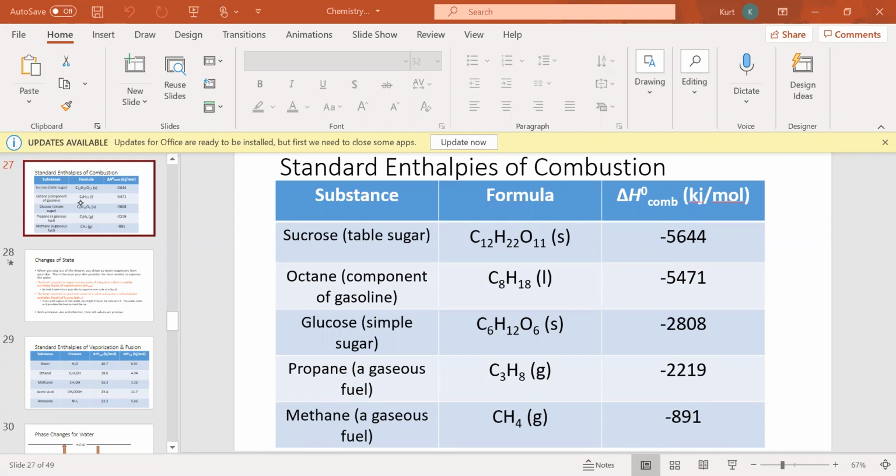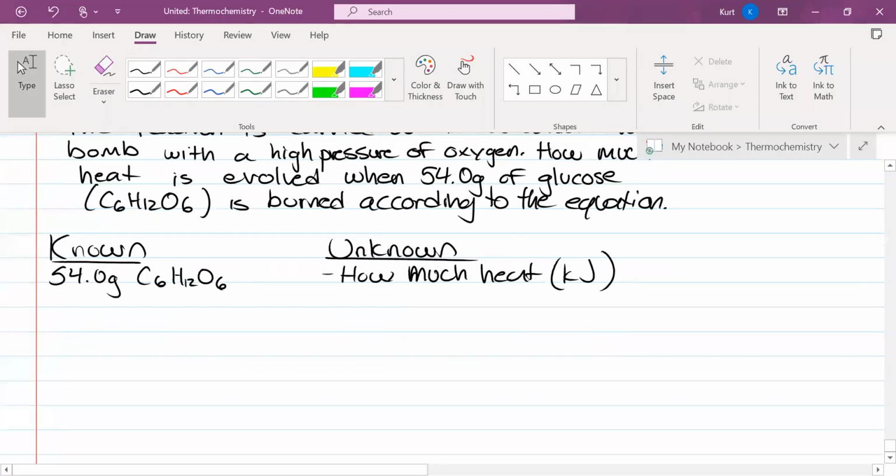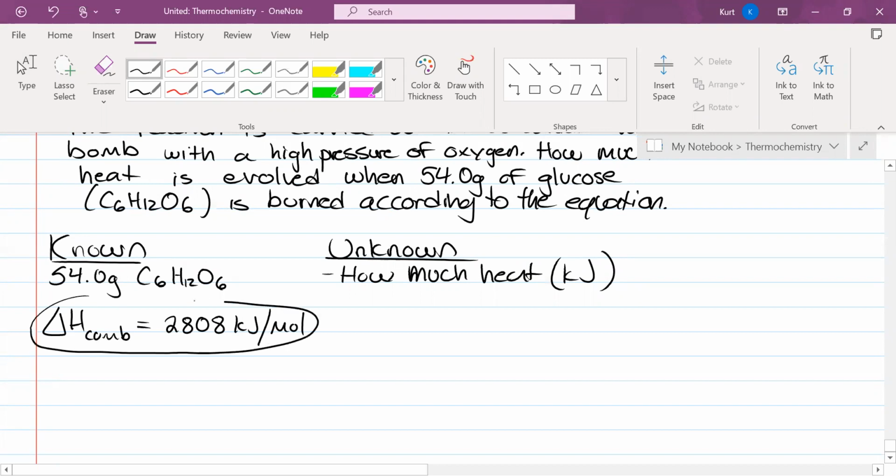That is where we are getting that number from. Understand? We're not making it up. The change in enthalpy of combustion is 2808 kilojoules per mole. Everybody, this right here is going to be a conversion factor. What two units of measurement can you convert between? Kilojoules. You can go back and forth between moles and kilojoules and kilojoules and moles.